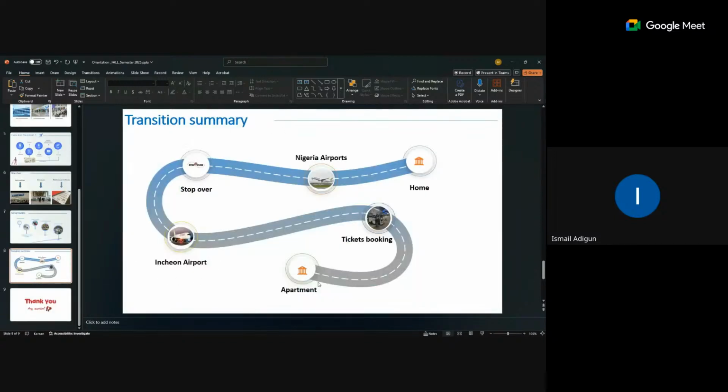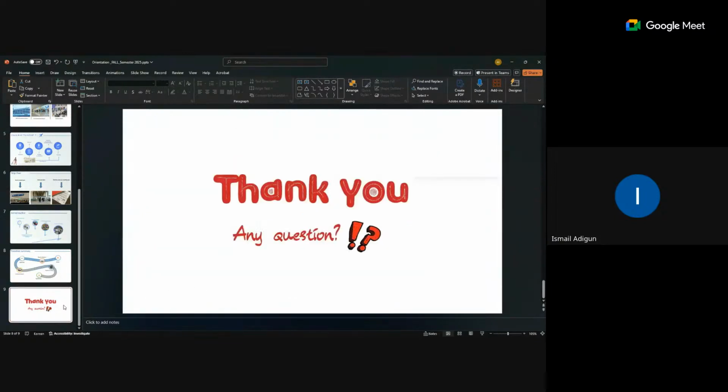So here is the summary of the transition. You can see from your apartment, you book your ticket, and after that you arrive from your home to the Nigerian airport. You can see here the stopover to Incheon Airport. After that, you book your ticket to Daegu, or to Sangju if you are coming to Sangju, and to your apartment straight. Thank you. And if you have any question, later we talk.